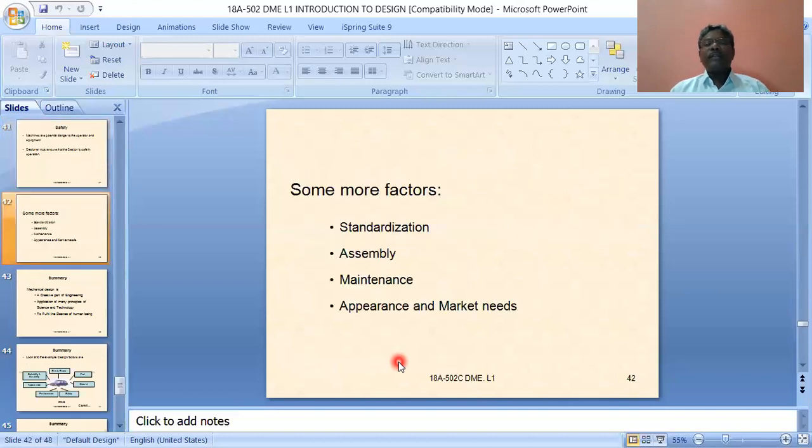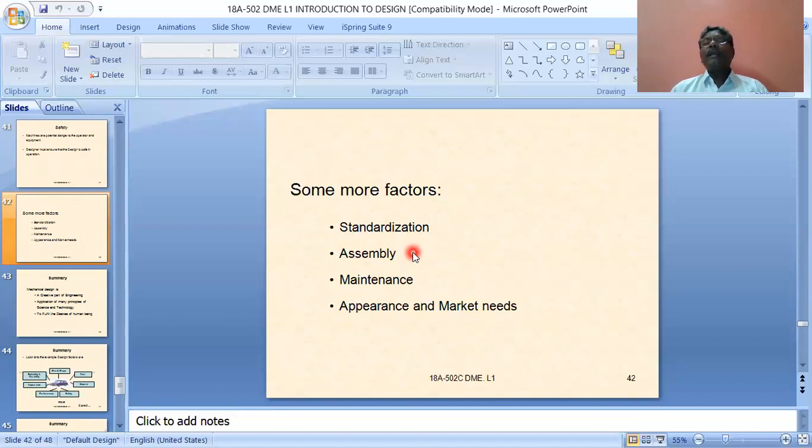Along with this, some other parameters are also there. They are standardization. Standardization means it should have interchangeability. The parts or products manufactured must be standardized to interchange. And also assembly consists of factors.